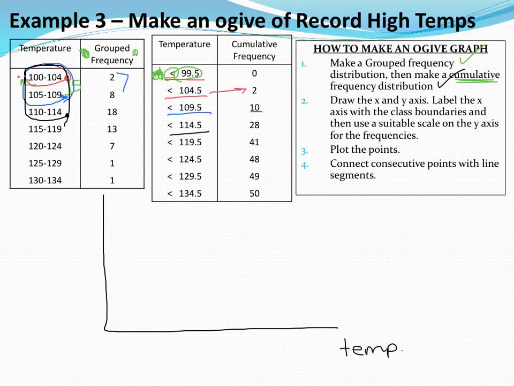I'm going to go through, and I've got 1, 2, 3, 4, 5, 6, 7, 8. So 1, 2, 3, 4, 5, 6, 7, 8. And then I'm going to put my class boundaries here. And then it says on the y-axis for the frequencies, my highest is 50. So I'm going from 0 to 50. So I'm going to go by 5s. 0, 5, 10, 15, 20, 25, 30, 35, 40, 45, 50.